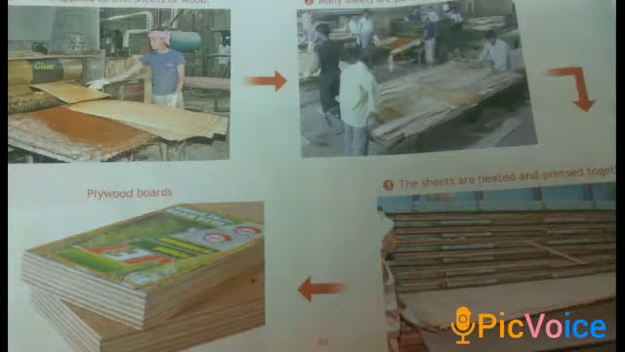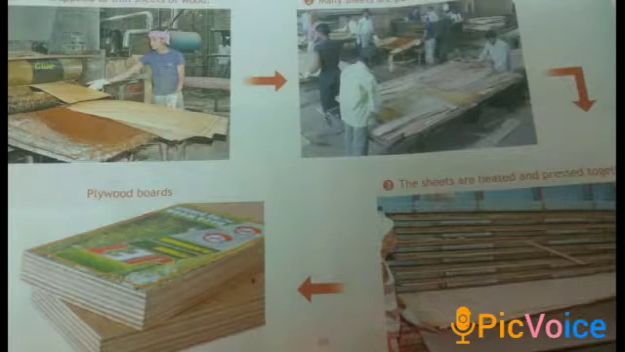Then you know how is plywood made? Plywood is made by gluing together thin sheets of wood. How is plywood made, children? Plywood is made by gluing together thin sheets of wood.